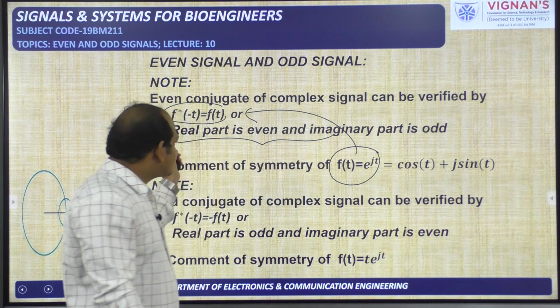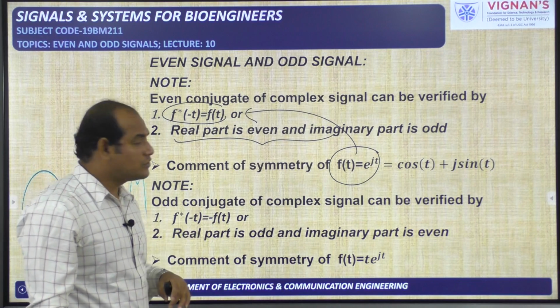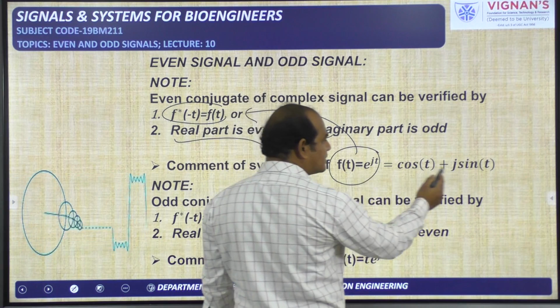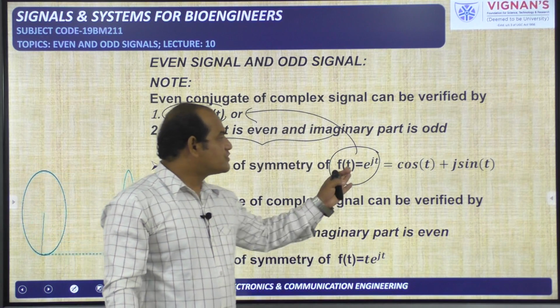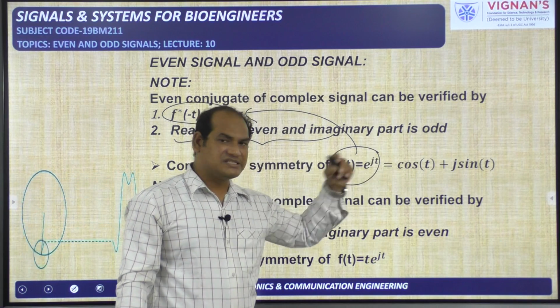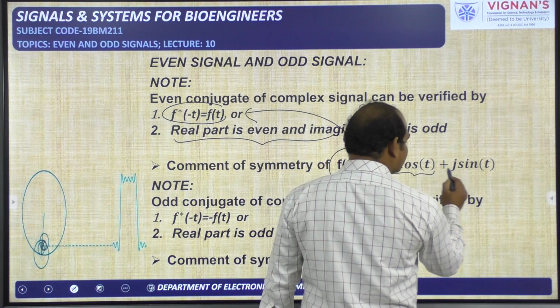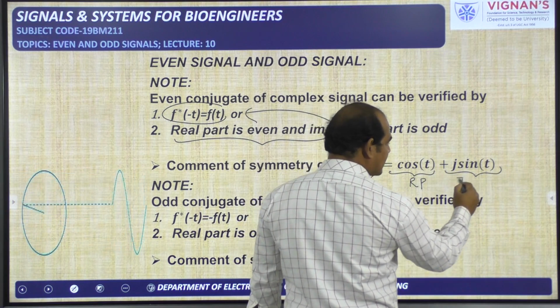Now with respect to the second condition, we will check whether it is even or odd. f of t is equal to e power j t. This can be written as cos t plus j sin t, since e power j theta is cos theta plus j sin theta. So this is the real part and this is the imaginary part.